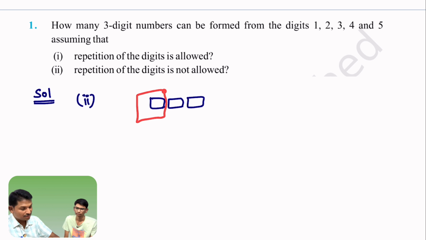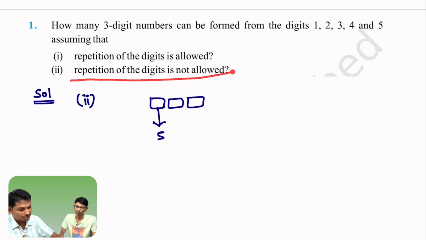First box can be filled in how many ways? In 5 ways. First box can be filled in 5 ways. What are those 5 ways? 1, 2, 3, 4 and 5. 1 or 2 or 3 or 4 or 5. This can be filled in any one of these 5 numbers. So first box can be filled in 5 ways. This is the case of repetition of digits is not allowed.